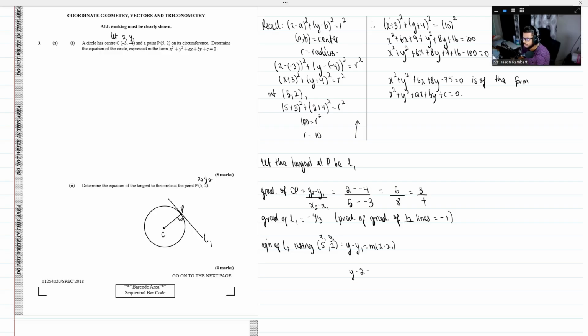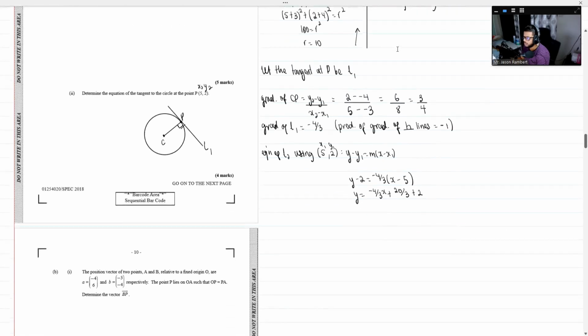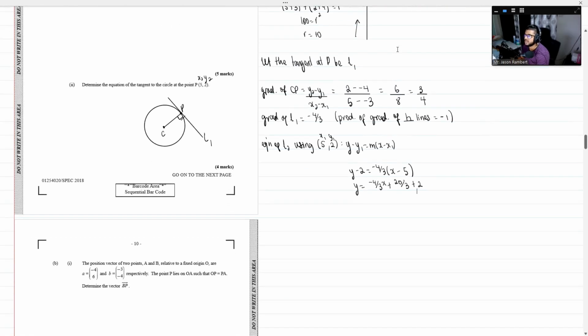y minus 2 is minus 4 over 3 into x minus 5. Did they want it in any particular form? They didn't, but we always like to put it in the form y is mx plus c. Plus 20 over 3 plus 2. 2 is the same thing as what? 6 over 3. So this becomes 26 over 3. y is minus 4 over 3 x plus 26 over 3.